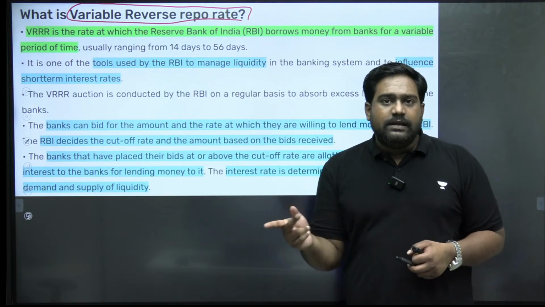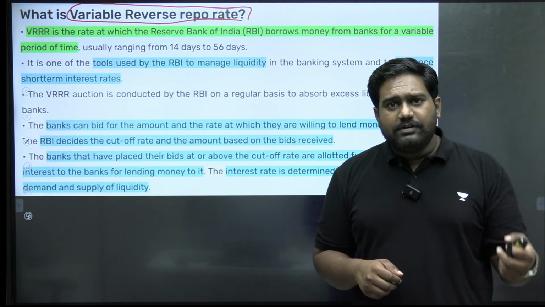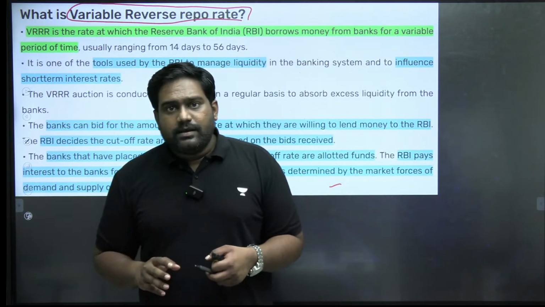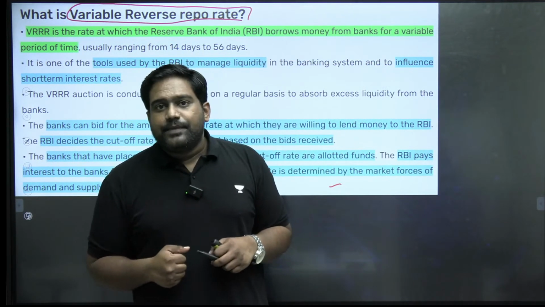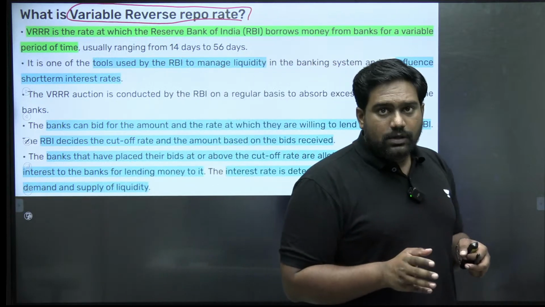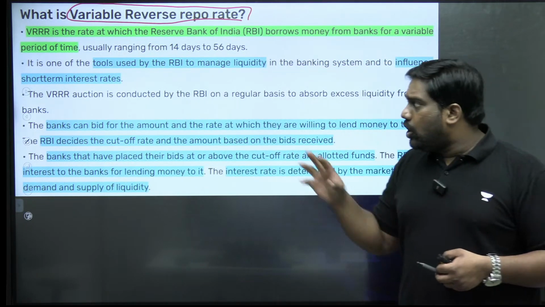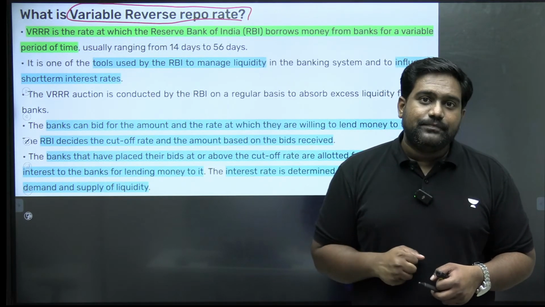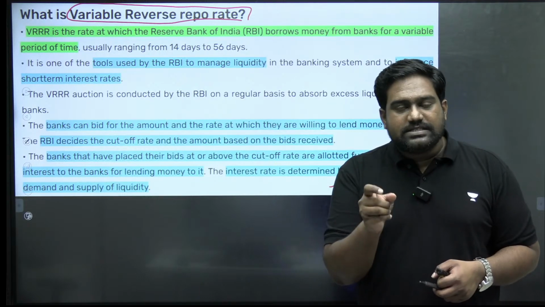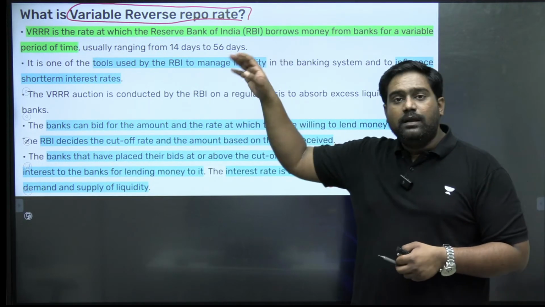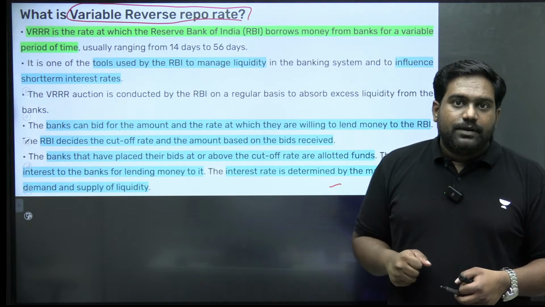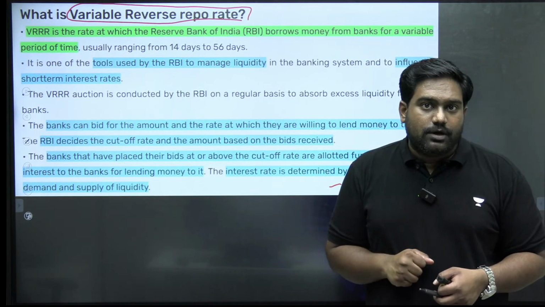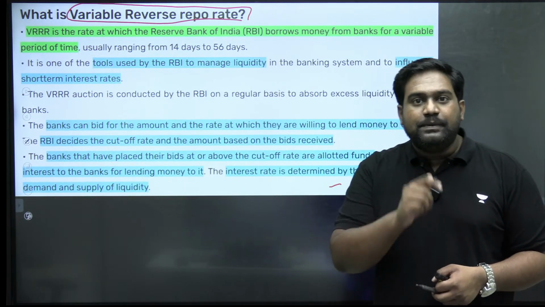Reverse repo is in a way the opposite of that. Reverse repo is the rate at which banks are lending to the RBI, or the RBI is borrowing from the banks. So reverse repo is a monetary tool with the RBI to absorb the liquidity in the banking system, to suck out any excess liquidity. In reverse repo, there is a concept called variable reverse repo rate. So what is the variable component here? It's not the interest rate which is the variable. It is the time period.